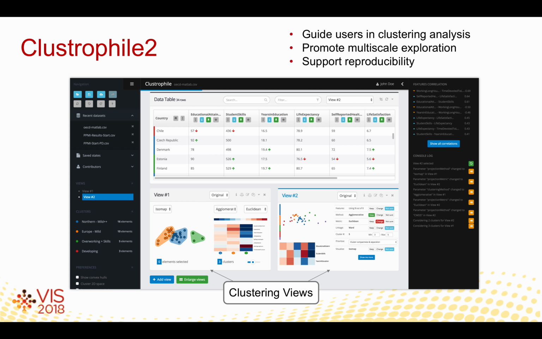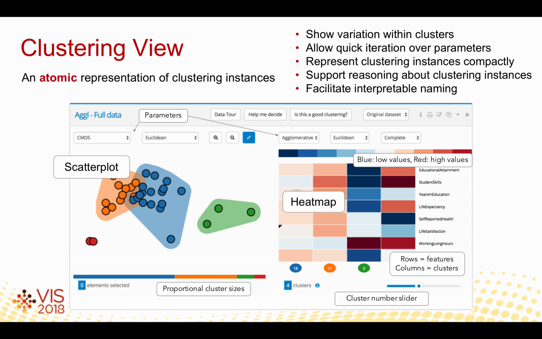At the bottom, we can have one or multiple so-called clustering views that can be reconfigured in space. A clustering view is the representation of what I call a clustering instance. By clustering instance, I define the output of a clustering algorithm given a particular set of input clustering parameters. The idea is to have an atomic representation that allows us to minimally define a clustering result both qualitatively and quantitatively. For this reason, we chose two types of visualization. One is a scatter plot that fundamentally allows us to show not just the labels, but also the variation within clusters, and a heat map.